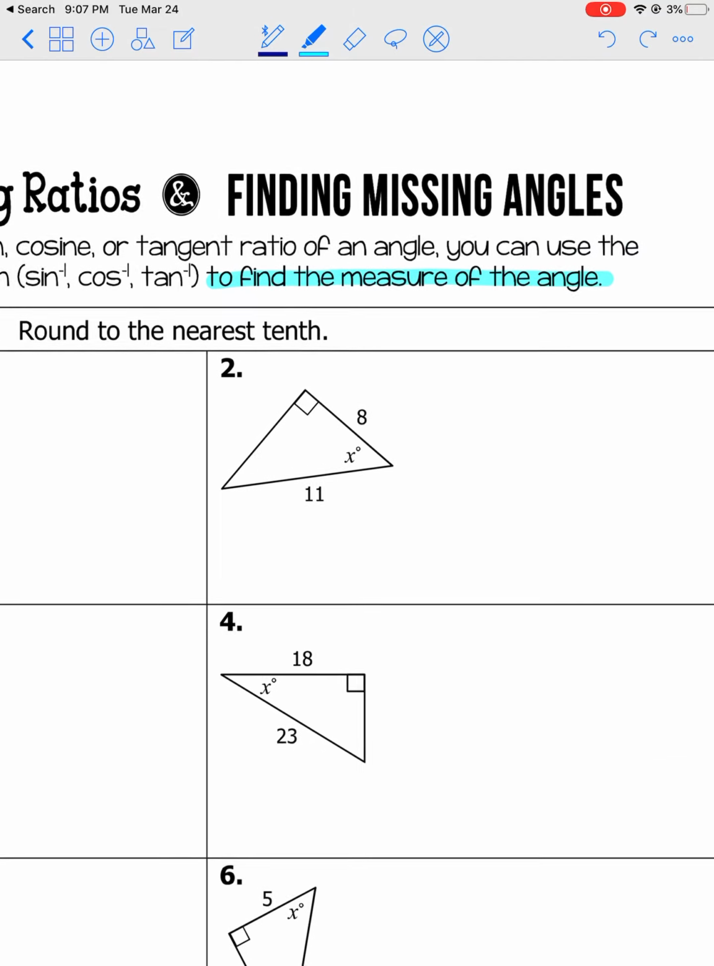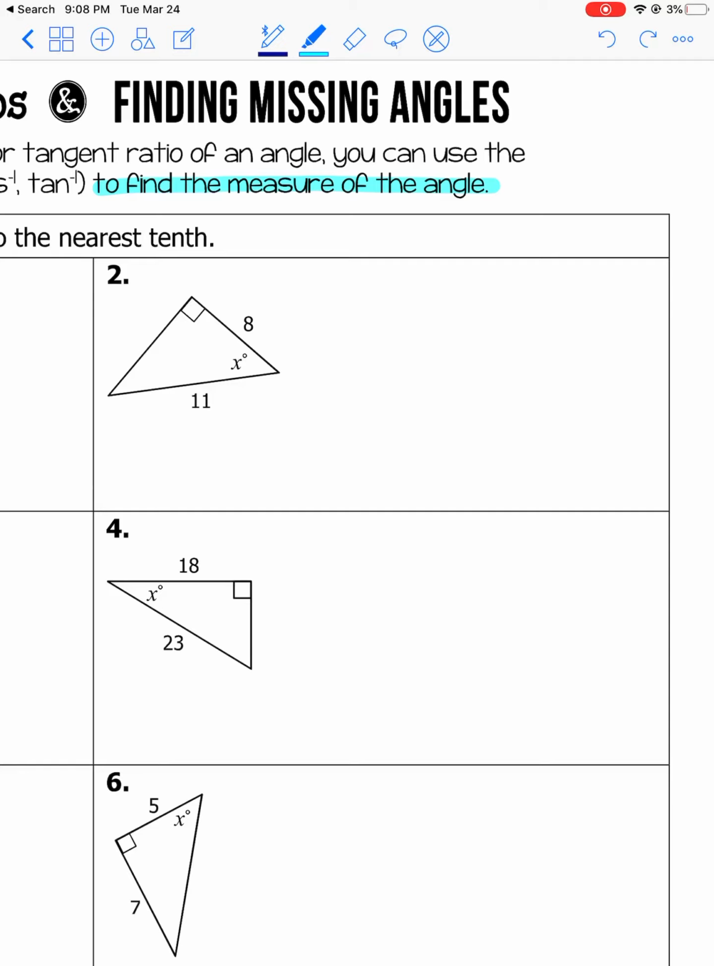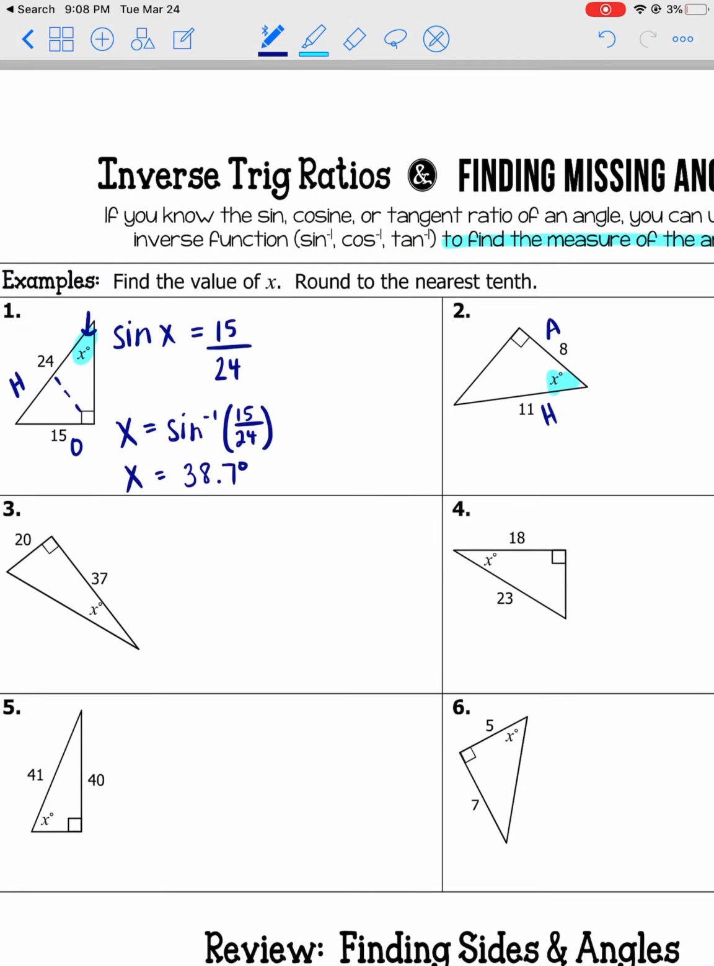Let's try a couple more here. All right, so for number 2, same process. You're going to highlight your angle. You're going to identify sides and the relationship to the angle. So 8 is adjacent. 11 is the hypotenuse. The unknown one over there, the one that's not relevant to us, that's the opposite, but we don't need to know that. So we look at our ratios.